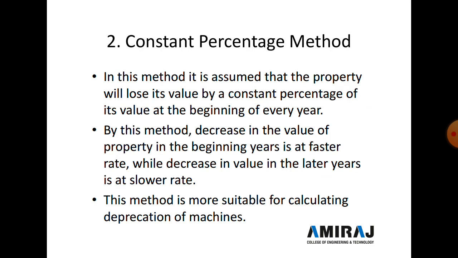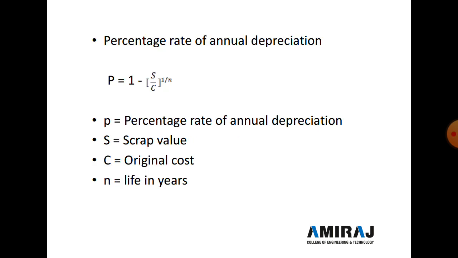Now the second method is the constant percentage method. In this method it is assumed that the property will lose its value by a constant percentage of its value at the beginning of the year. By this method the decrease in value of the property in the beginning years is at a faster rate, while the decrease in later years is at a slower rate, and this method is more suitable for calculating depreciation of machines.